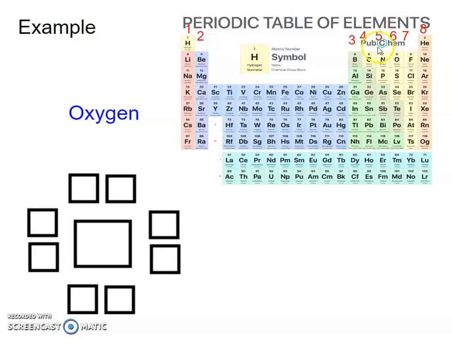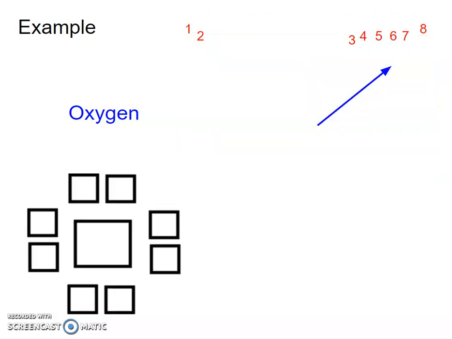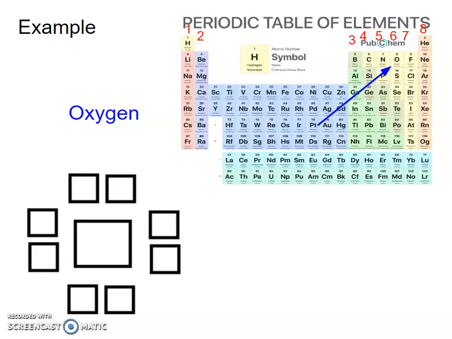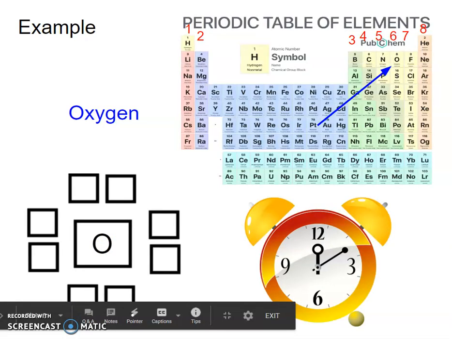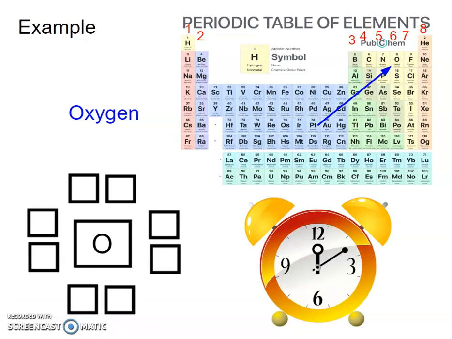So oxygen, if we look for oxygen, oxygen is located in column number 6 right here. That tells you that there are 6 electrons in the outermost ring of oxygen. We also know the symbol for oxygen is a capital O, so we put that right here in the middle box, capital O. Now you have to place those 6 electrons around the outside of that symbol.